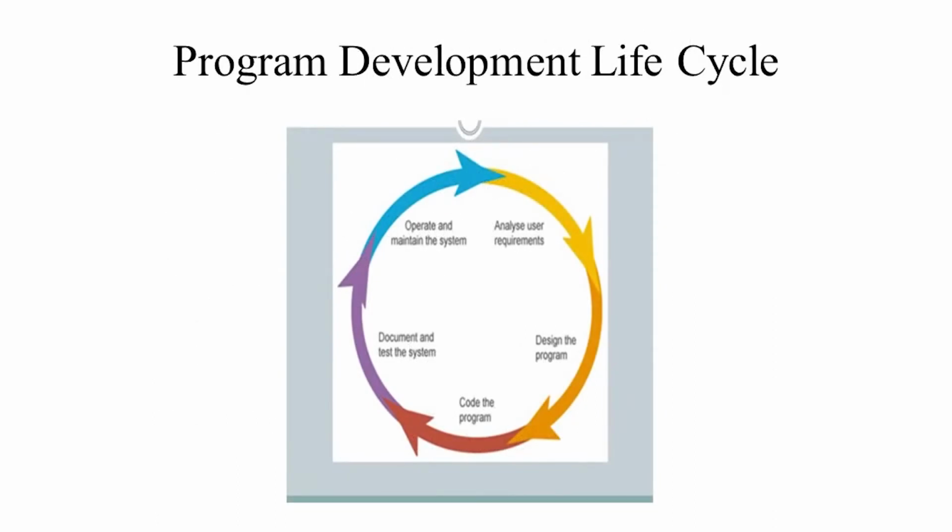So initially the user has to analyze the requirement and then the program should be designed. Once the program is designed using a few tools like algorithms or maybe flowcharts, then the coding for the program is done, then the documentation and maintenance is done, and maintenance is done when the user uses the programs. So now let us discuss each of the stages in the program development life cycle.